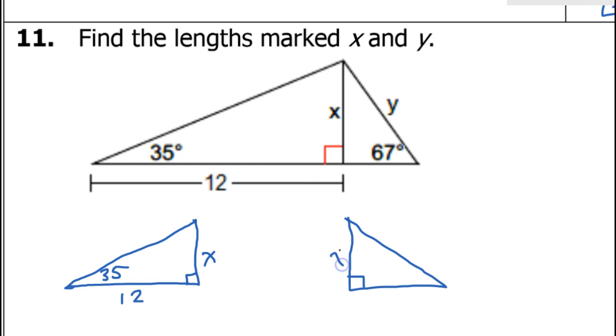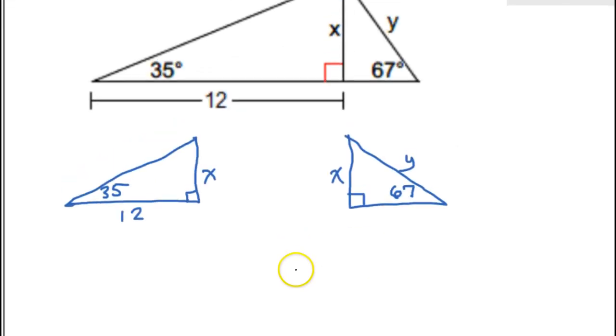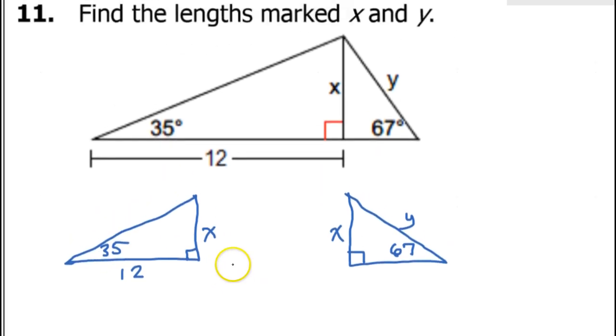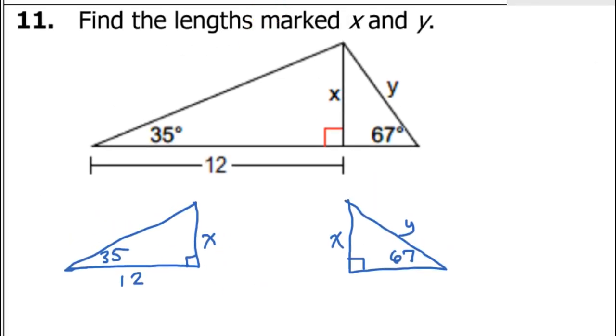Okay, and on this triangle, there's my x right there, and I have a y, and I have 67 right there. So let's start by solving the triangle that has only one variable in it. The other triangle makes me nervous because I only have one number and two variables. That could be impossible. So let's solve the left triangle first. So, as we always do, we'll start by labeling everything.